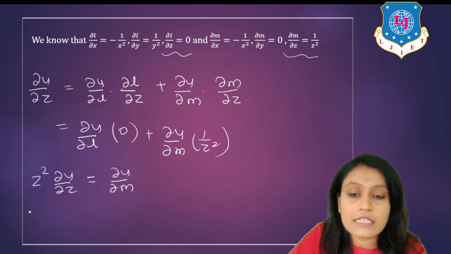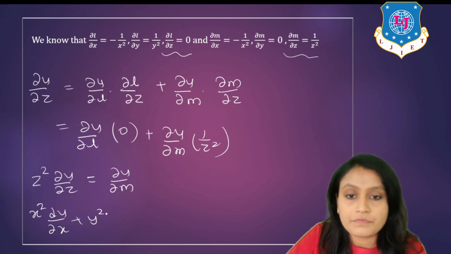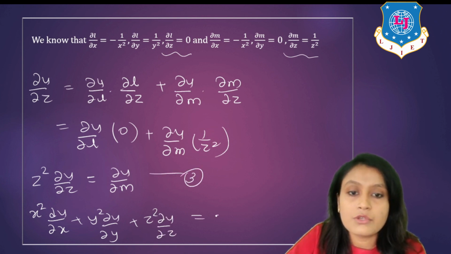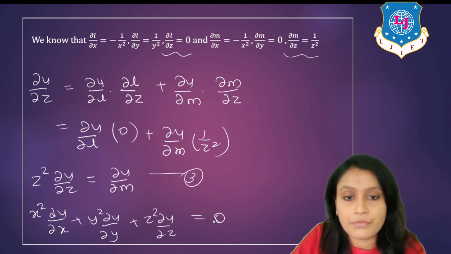Okay, now at last what we have to do? We have to apply this formula, that is x² ∂u/∂x + y² ∂u/∂y + z² ∂u/∂z. Give it number 3. Add them and you will get the answer as 0.